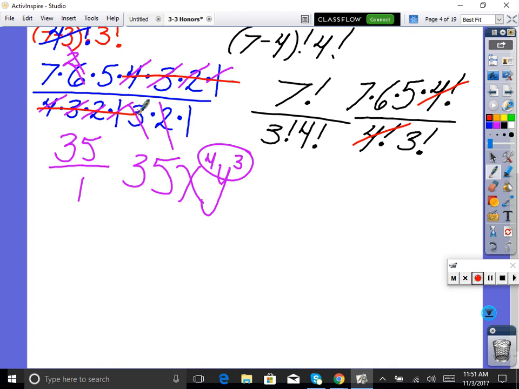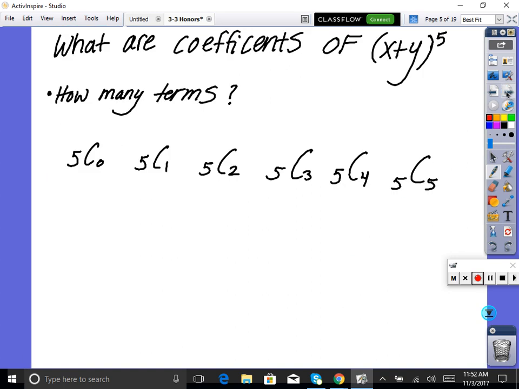And now, yes, 3 factorial, we would need to rewrite. So we would still have to do 3 times 2 times 1. Then we would continue to simplify, and we get 35, since they're equal. Okay, cool. All right, so this is how you really start out.